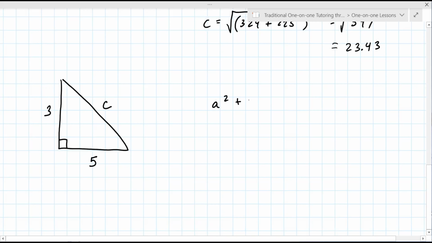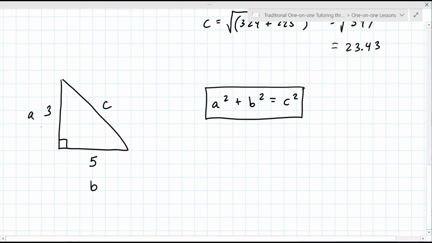So it's a squared plus b squared equals c squared. That's always true. That's your starting point. A and B are the legs. So it could be that A is 3 and B is 5. That's okay. You can switch them. But 3 squared plus 5 squared equals c squared. 9 plus 25 equals C squared.